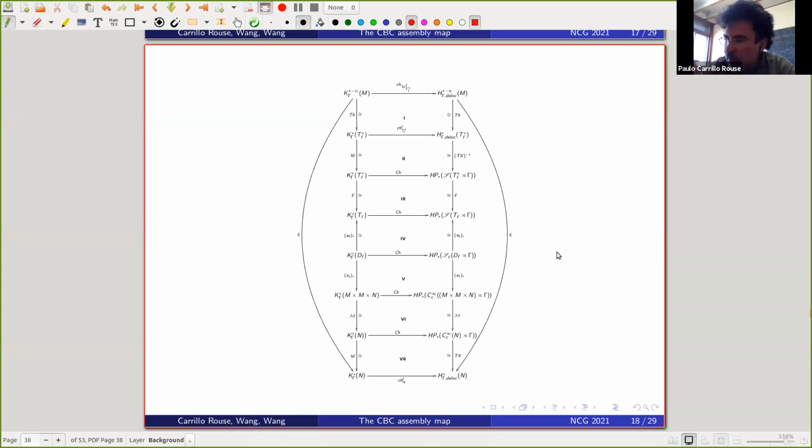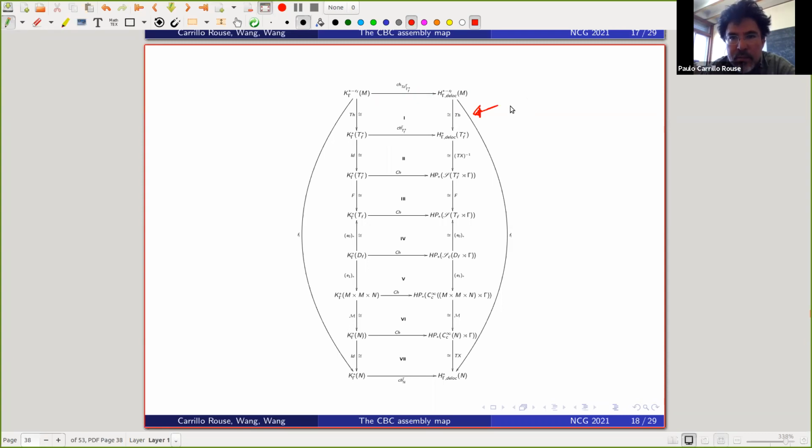So it means that you can decompose it in parts. For example, this diagram one. So the theorem is to show that this big diagram is commutative. Diagram one explains the Todd classes because you need a compatibility between the Thom isomorphisms, and that is what you need to twist by some Todd class.